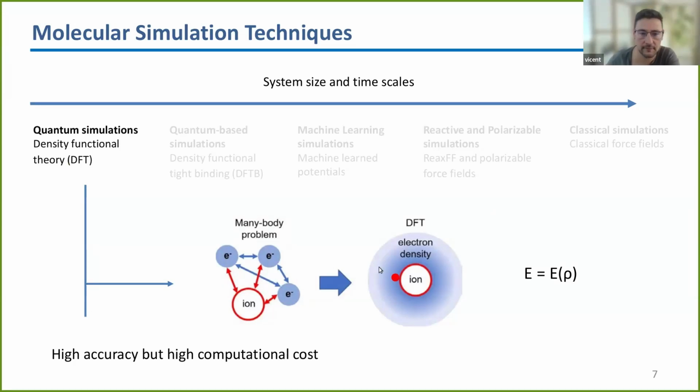So in essence, we start with a many body problem with the electrons surrounding the ions, and what DFT says is that we are describing this many body problem in terms of electron density. So the main message here is that the energy of a system depends on the description of this electron density.